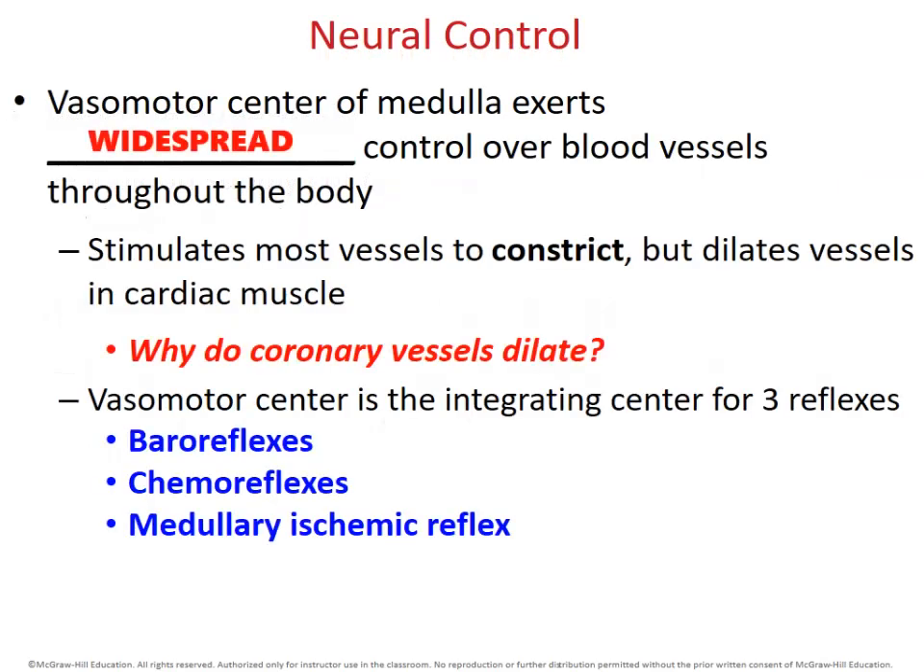So widespread control over the blood vessels throughout the body is good for the vasomotor. So why do coronary vessels dilate? Yeah, we want to increase flow, right, to coronary vessels.